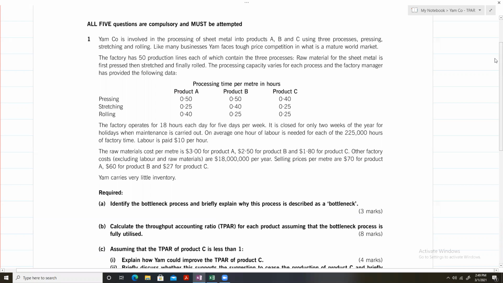This is an interesting topic and I have chosen this question from the ACCA past papers. This is a very old question from the ACCA past papers. I feel that this is an interesting one and it will help you a lot in clarifying your concepts regarding throughput accounting.